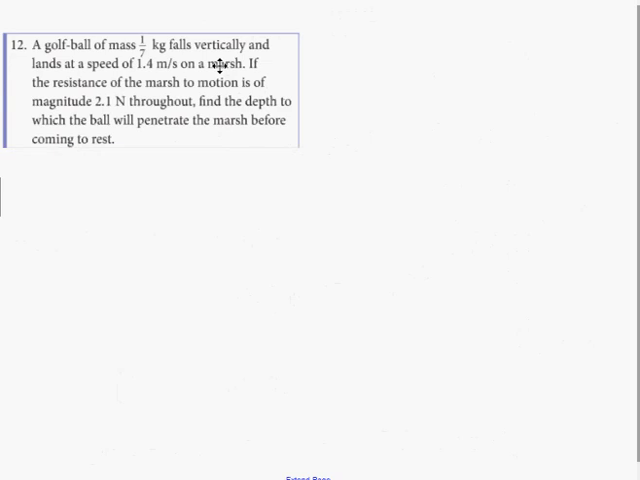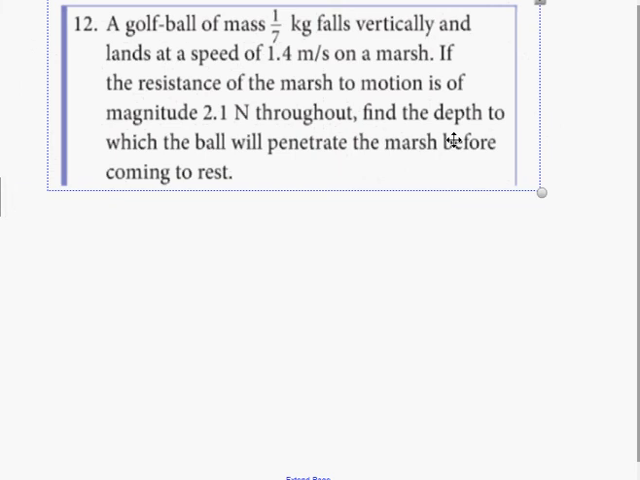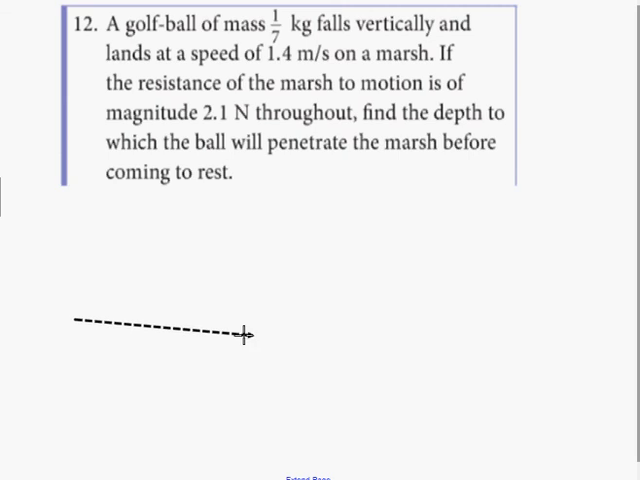12. A golf ball of mass 7 kilograms falls vertically and lands at a speed of 1.4 meters per second on a marsh. If the resistance of the marsh is 2.1 newtons throughout, find the depth to which the ball will penetrate before the mass comes to rest. Now, what's the difference between this one and the bullet? There's a big difference between going horizontally into an object and going vertically into the object. Can somebody tell me what the difference is?